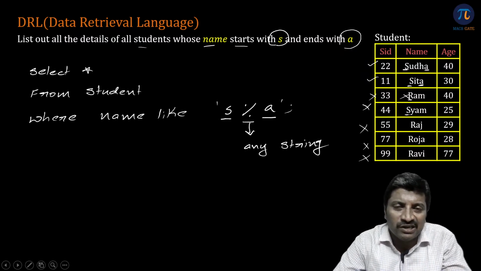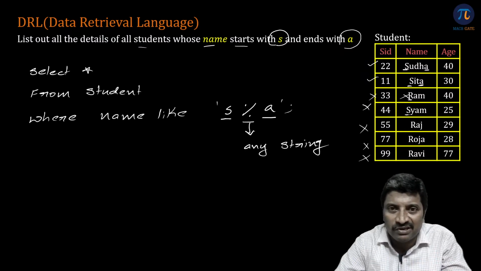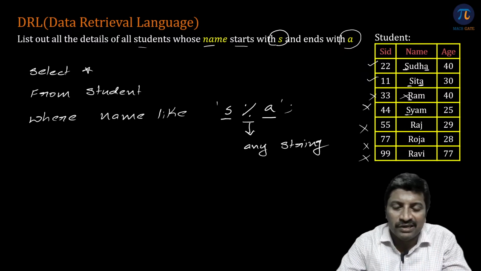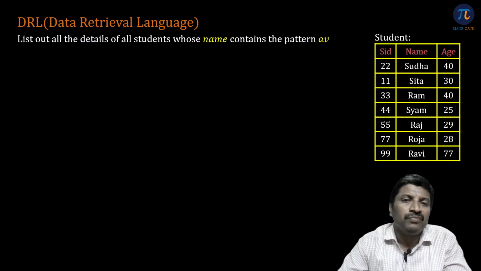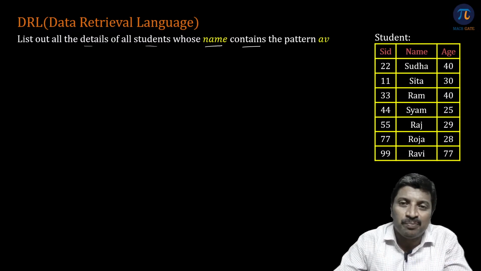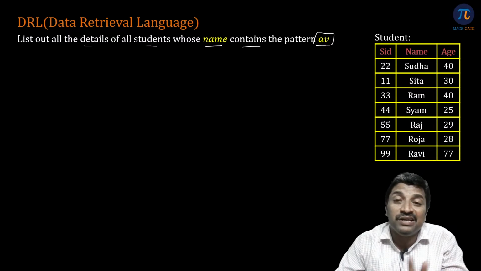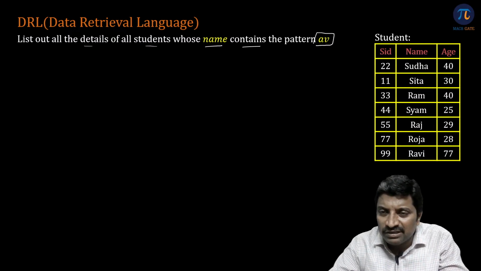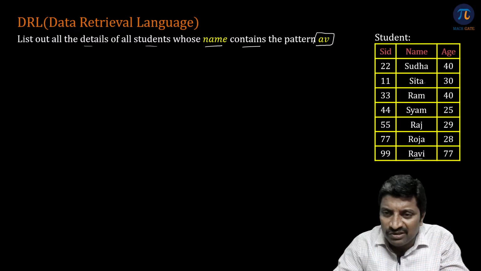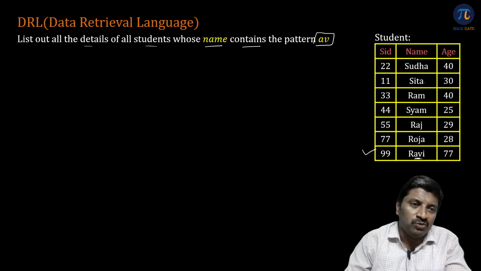So strings starting with a particular set of characters, strings ending with a particular set of characters, strings with starting letter and ending letter. Now suppose, list out all the details of the students whose name contains the pattern. Sir, I don't know whether it is a starting character or an ending character. I am not sure, but surely the name contains AV. So Ravi will be displayed. Then how to specify it?